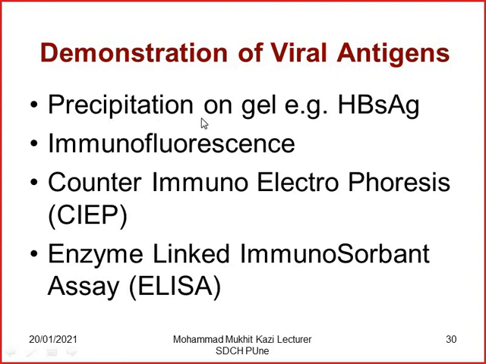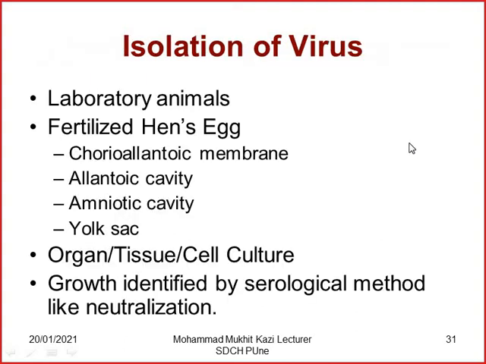Precipitation. Yesterday we studied this precipitation reaction. They are good in the demonstration of antigen. We came to know yesterday, right? Precipitation on gel, for example HBsAg, immunofluorescence, one of the serological reactions, counter immunoelectrophoresis. This we have studied in detail yesterday, enzyme linked immunosorbent assay. These are all part of the detection of viral antigens by serological reactions.